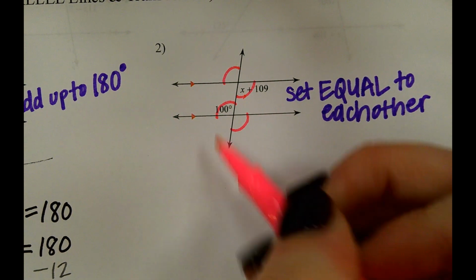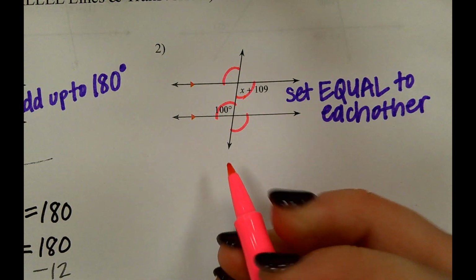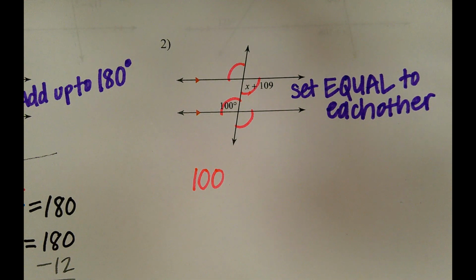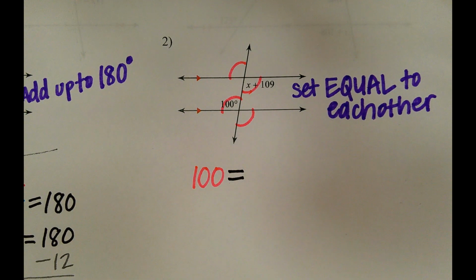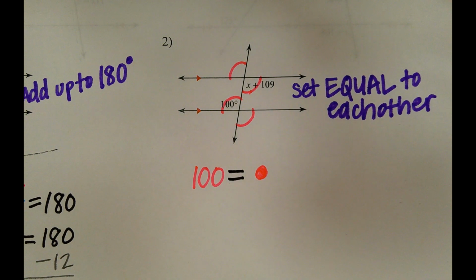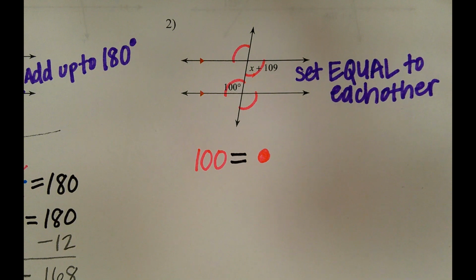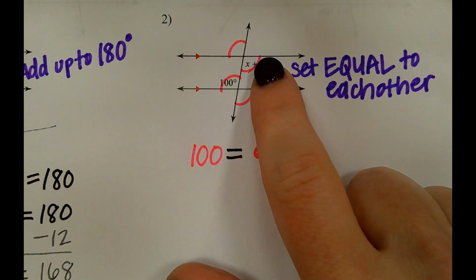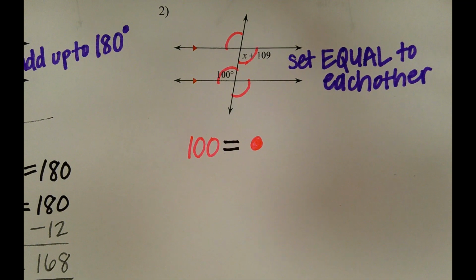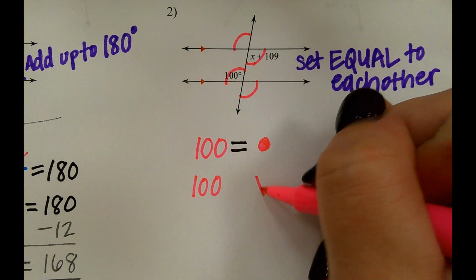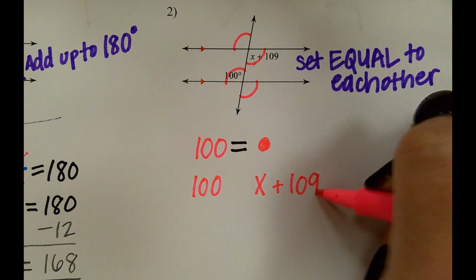So in this case, I have, well, this one is 100, so I'm just going to go ahead and write 100. And it's equal to the other angle. That's pink. So I can replace my little pink dot with the values they give us for that angle. And that's going to be x plus 109. So let's write 100 equals x plus 109.